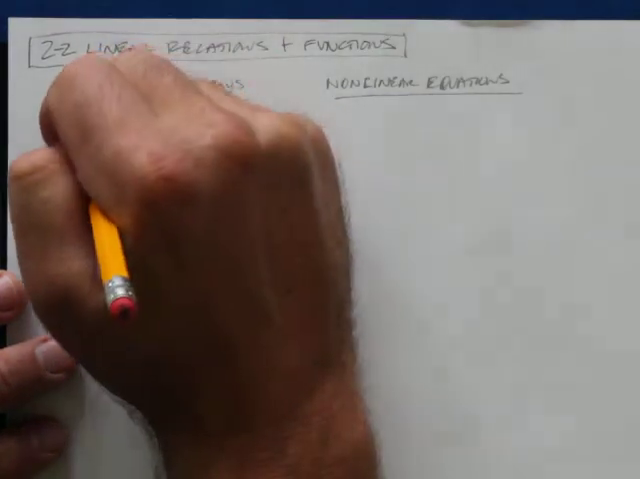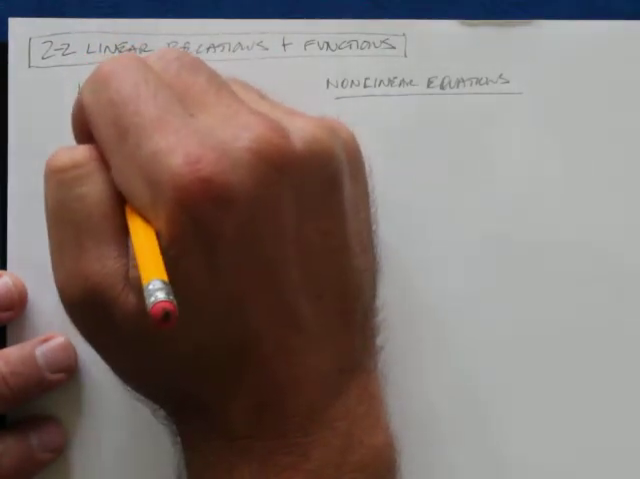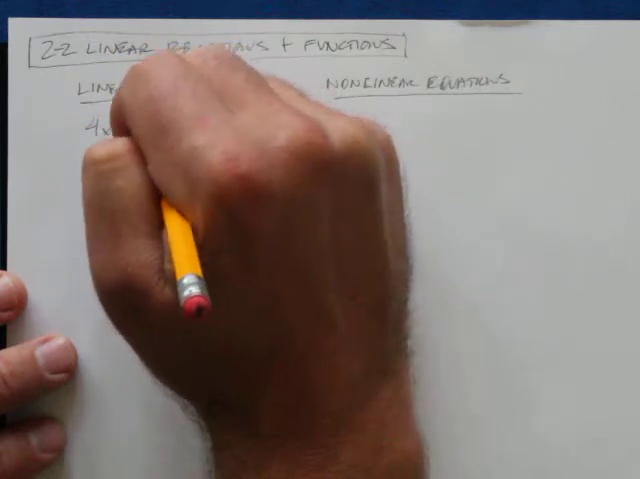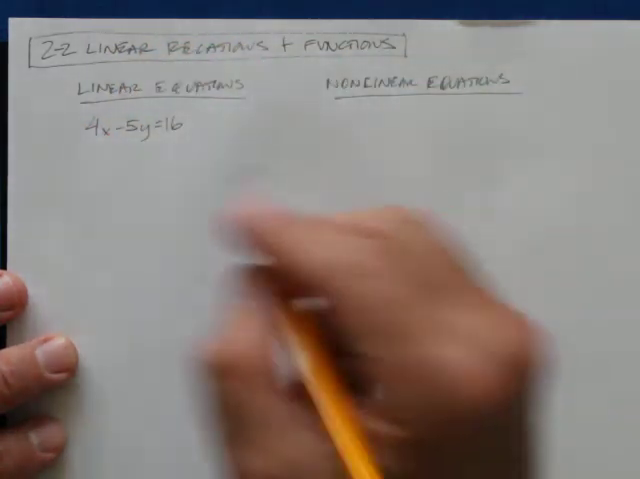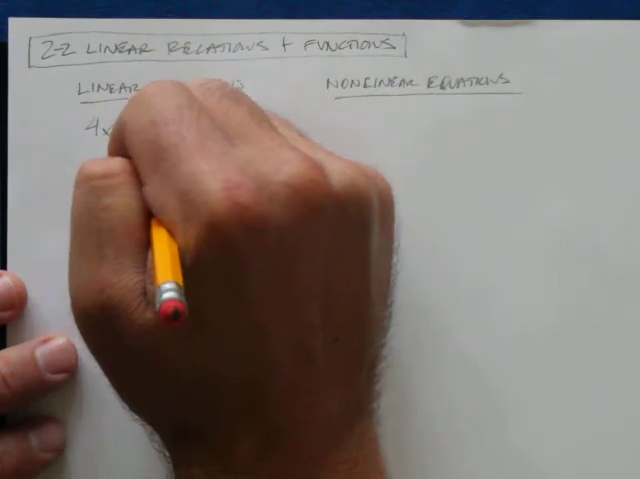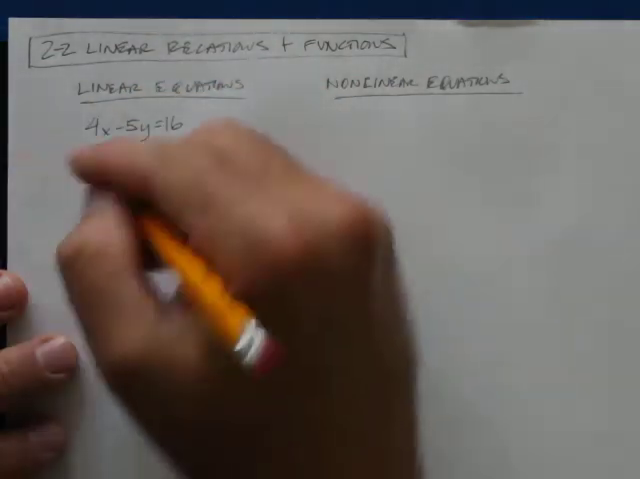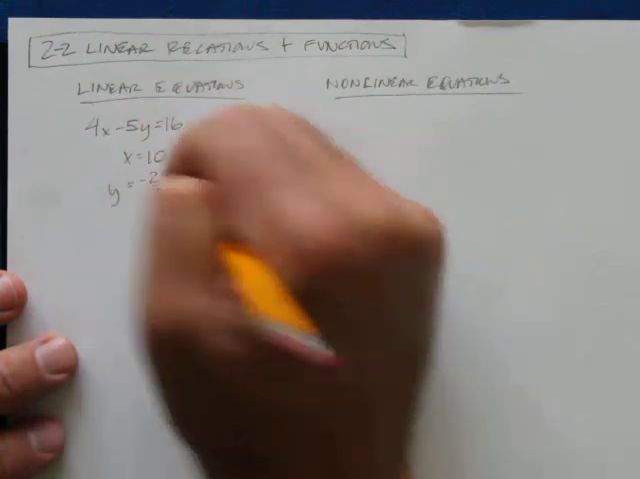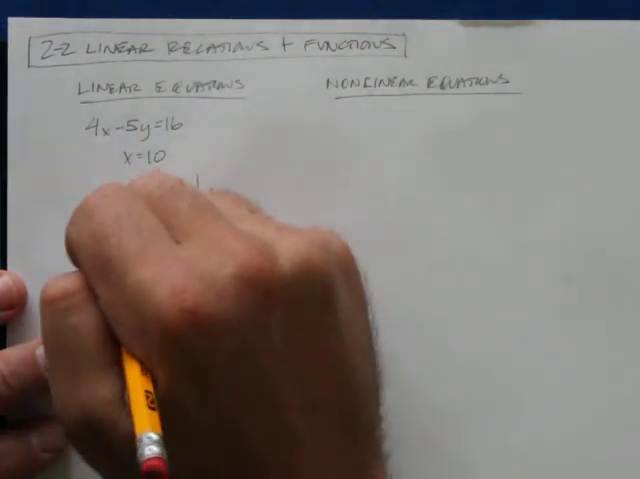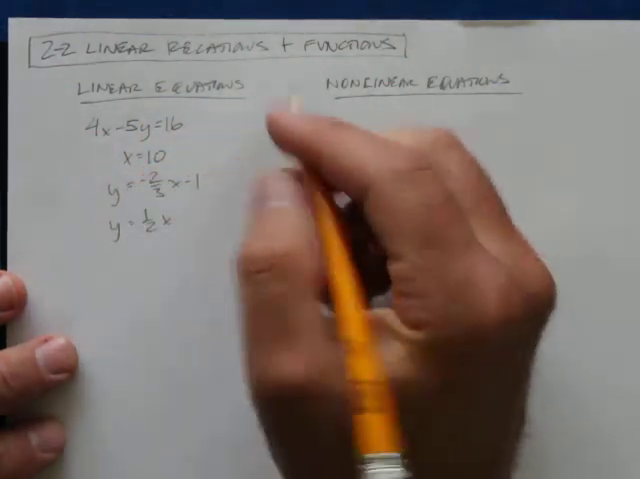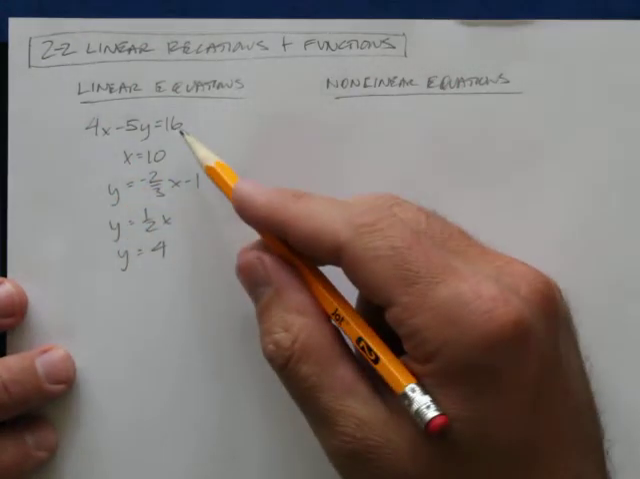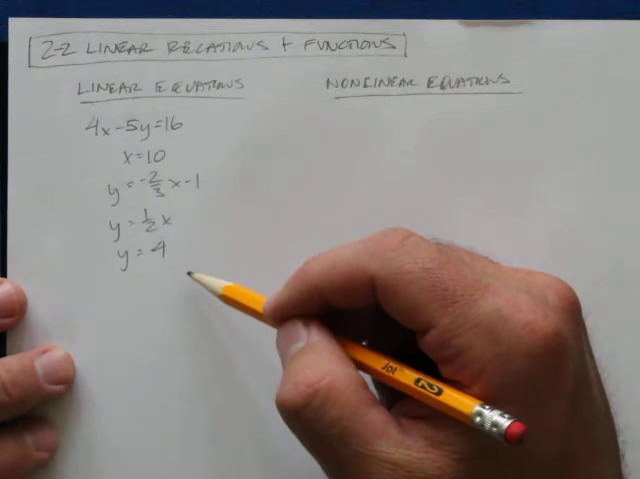So here's an example of a linear equation. 4x minus 5y equals 16. X equals 10. Y equals negative 2/3 x minus 1. Y equals 1/2 x. Y equals 4. These are all examples of linear functions.